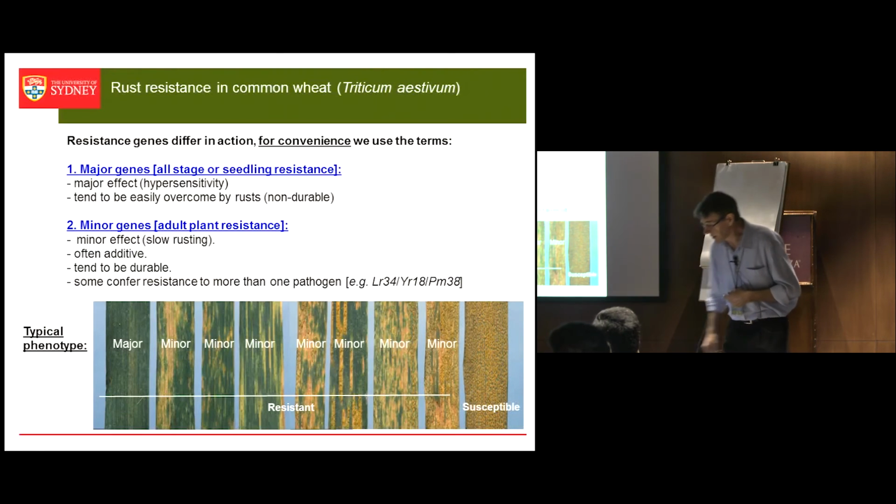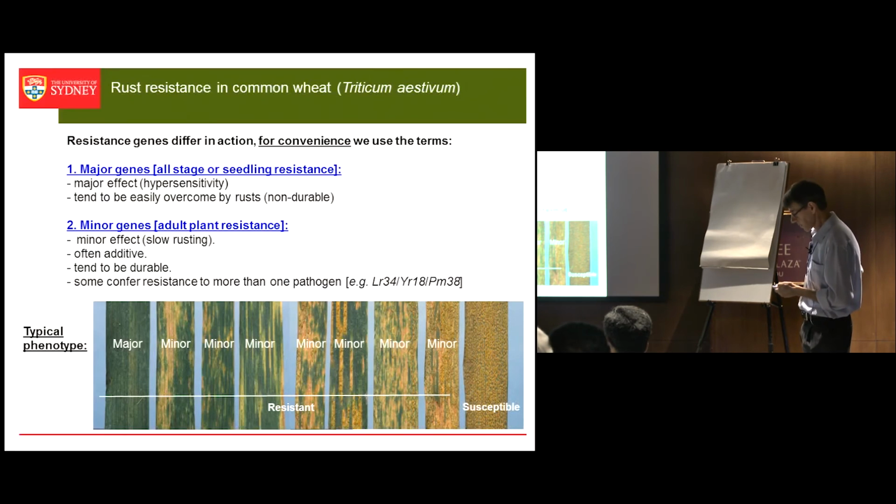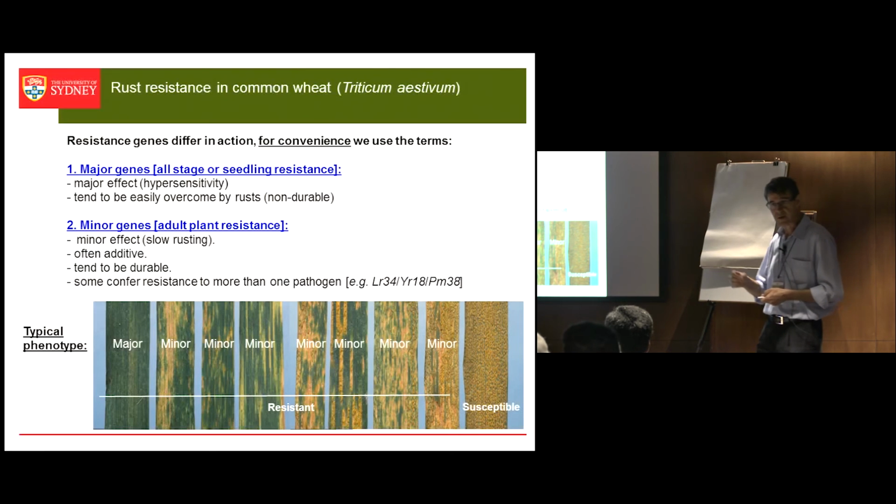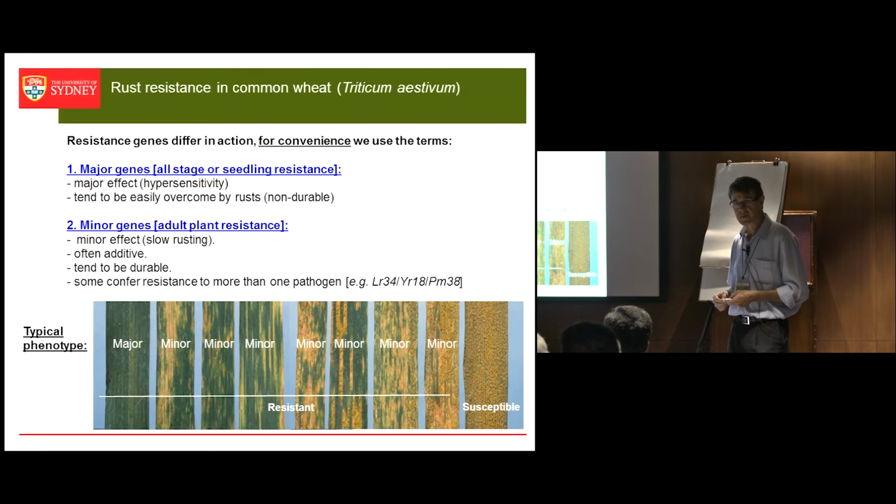To show you what I mean by that, this is stripe rust on wheat, by the way. Here we have our major gene down here, and this is complete susceptibility, but all of these phenotypes here we would consider to be resistant. Different levels of resistance, and these ones in here, more or less we would say, are being conferred by genes of minor effect, because you can see the effect of those genes on the phenotype is less. It's not having that really strong effect on the phenotype. It's a more minor effect.